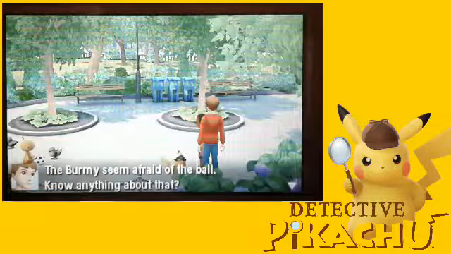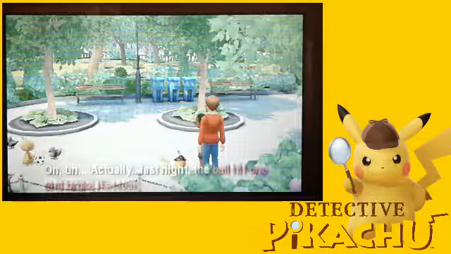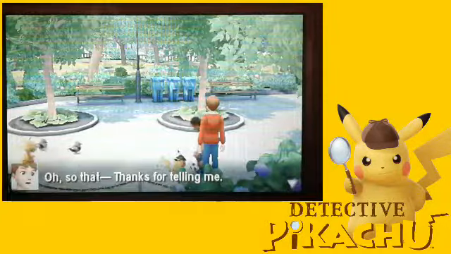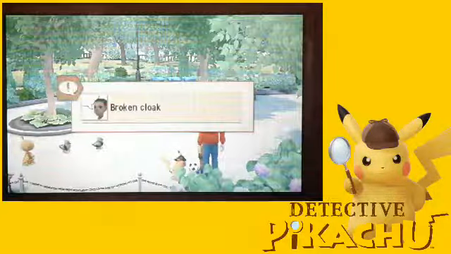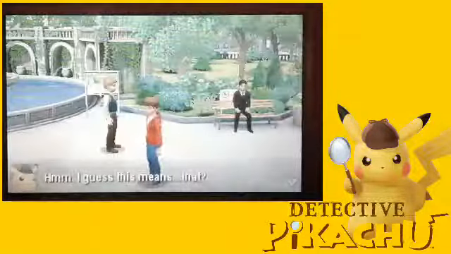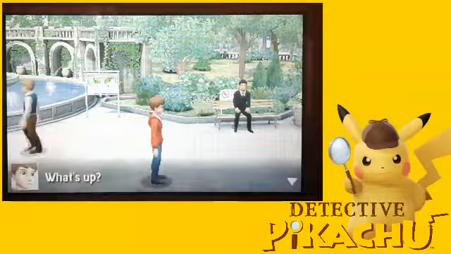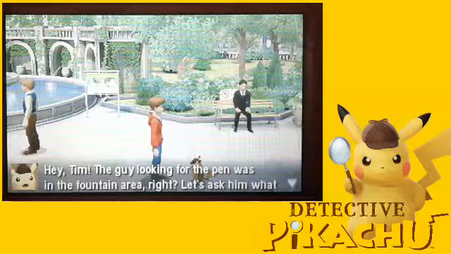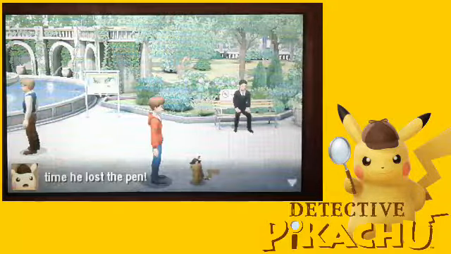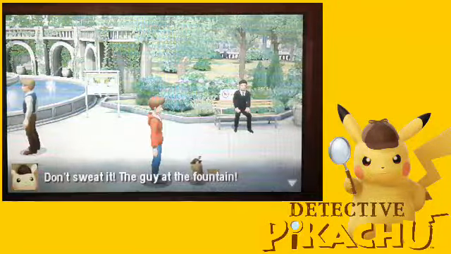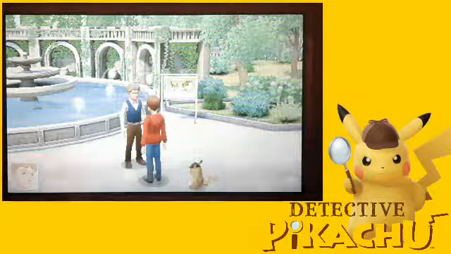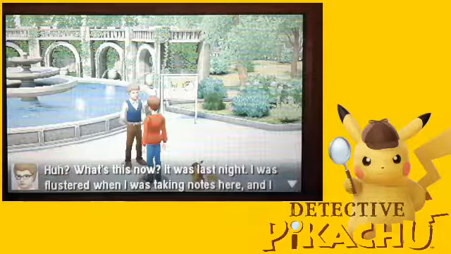The Burmy seemed afraid of the ball. Anything about that? Actually, last night the ball hit and broke his cloak. Thanks for telling me. Hey, Tim, the guy over there was looking for a pen in the fountain area. Let's ask him what time he lost his pen. When did you lose the pen? It was last night.